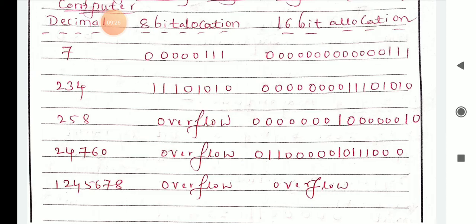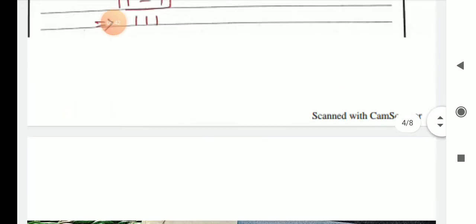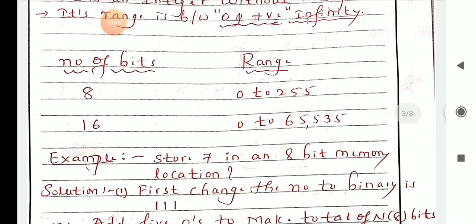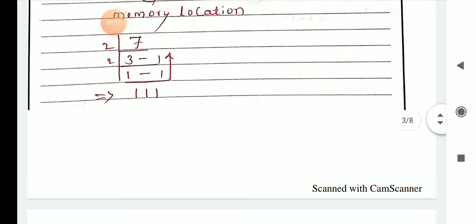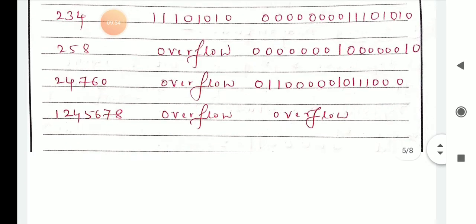24,760, again I am writing overflow, because it is beyond the range, so in 8 bit it is an overflow. Then in 16 bit you can get the answer, because your range is what? You can observe here I have already written 2 points: the number of bits in 8 bit is 0 to 255, and in 16 bits it is 0 to 65,535. Okay, I hope you understood this one.